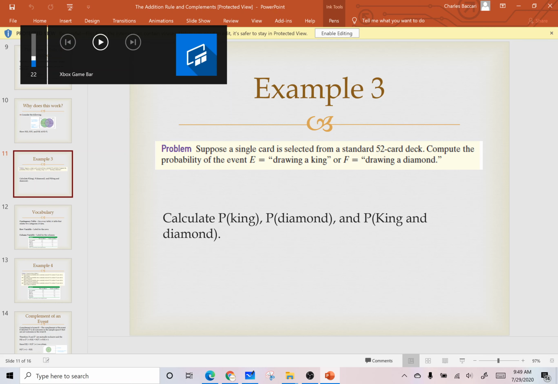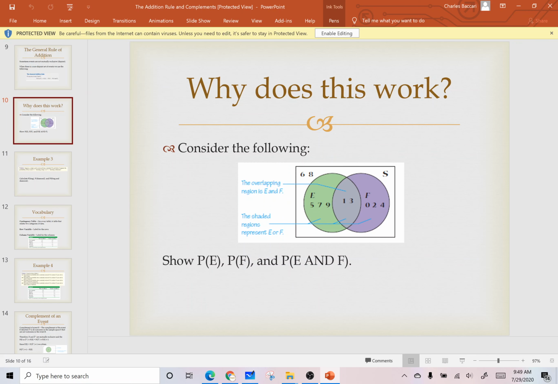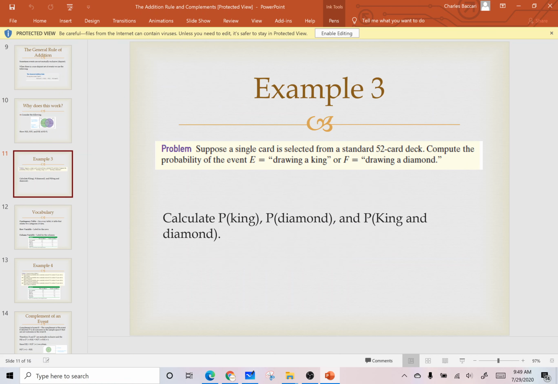Okay, so continuing where we left off, we just talked about disjoint events and how to calculate the probability of them. And so let's look at non-disjoint events. Suppose that a card is selected from the standard 52 card deck. Compute the probability of the event E, drawing a king, or F, drawing a diamond.